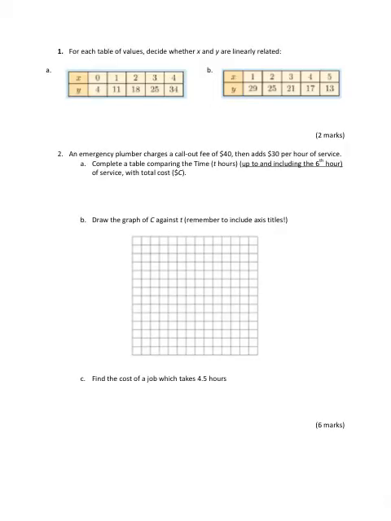So first question, number 1, for each table of values decide whether x and y are linearly related. So something is linear when the two variables are going up constant amounts. So you can see here that's going up +1 each time. Whereas here, that's +7 jump, +7. So it's looking like it's going to be linear, +7. But that last jump is +9.